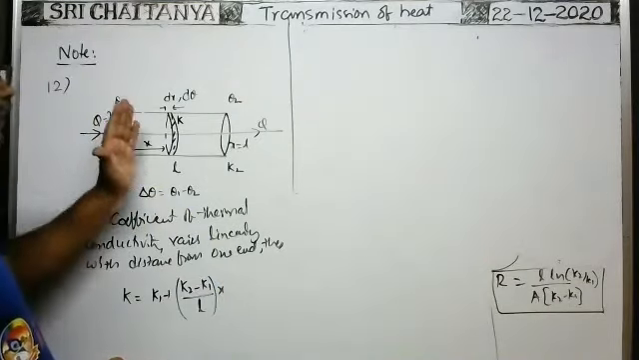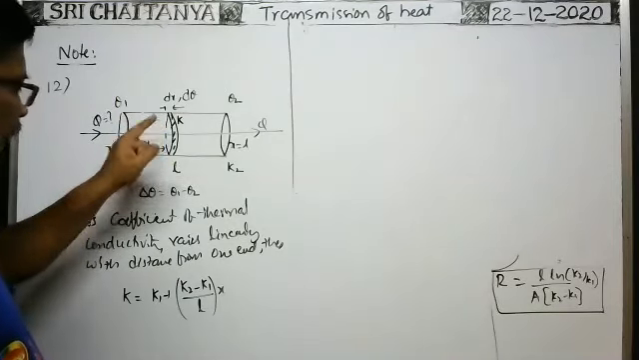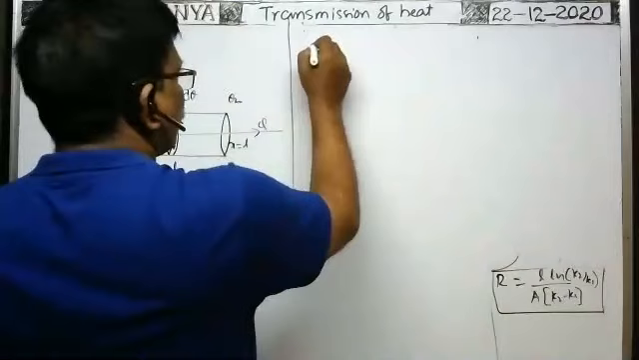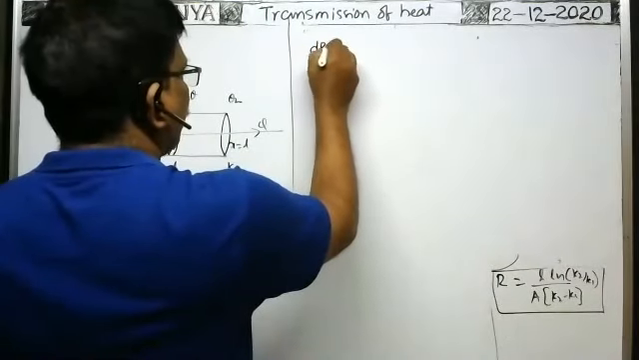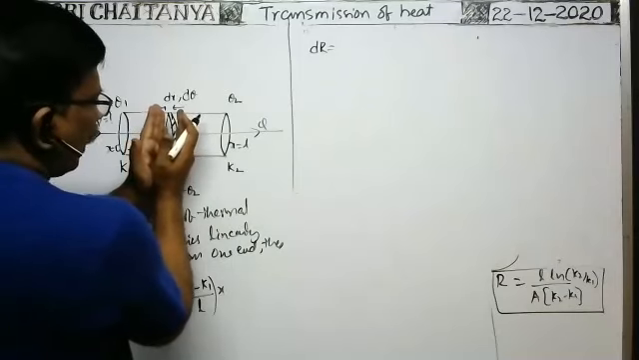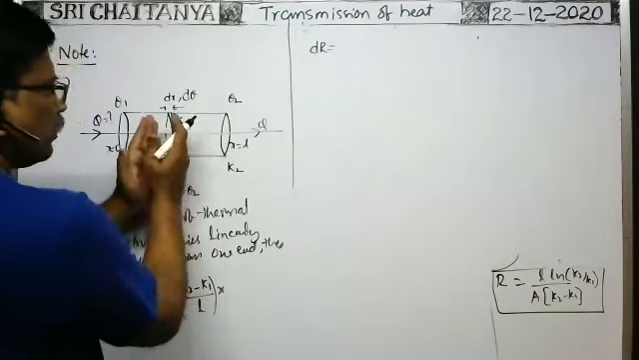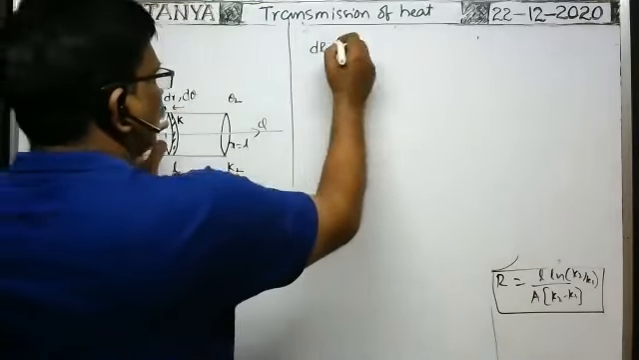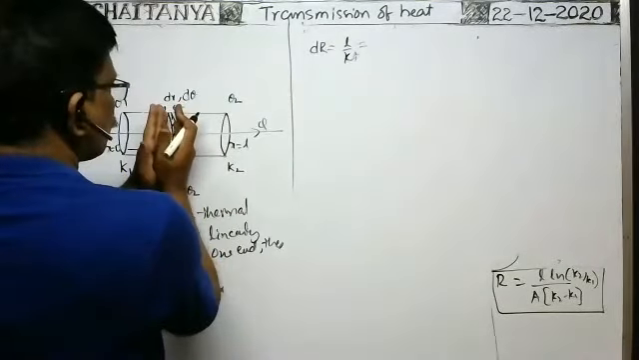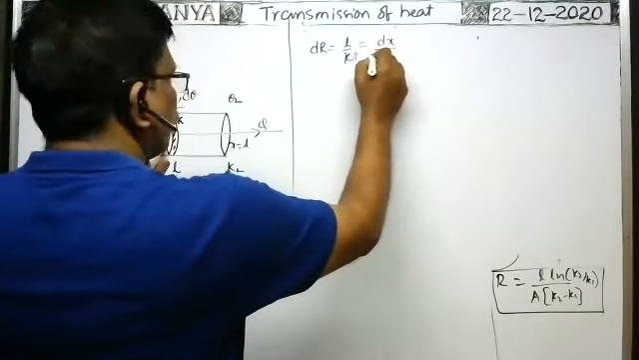At a distance x, the coefficient of thermal conductivity of the material of the element here is equal to this one. Therefore, thermal resistance of the element, that is the thermal resistance between the two opposite faces of this element, across the cross section of the element. L by KA is the general formula for thermal resistance. L means distance between these two faces, that is equal to thickness of the element, by coefficient of thermal conductivity, K means this one.